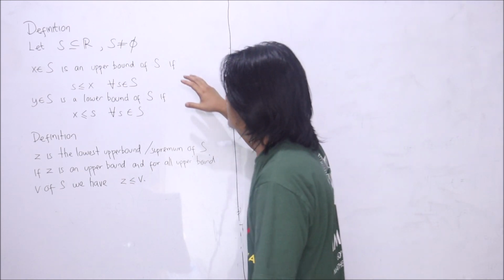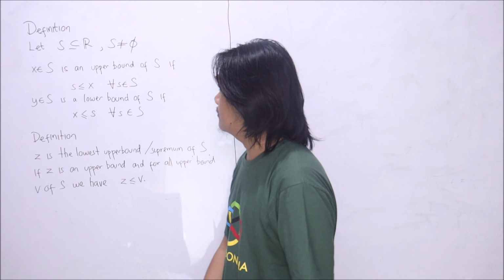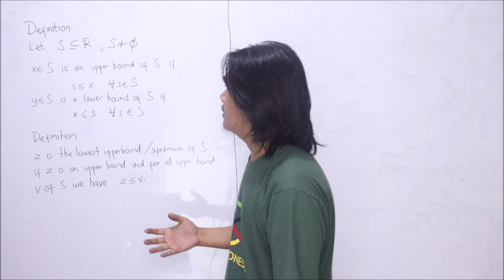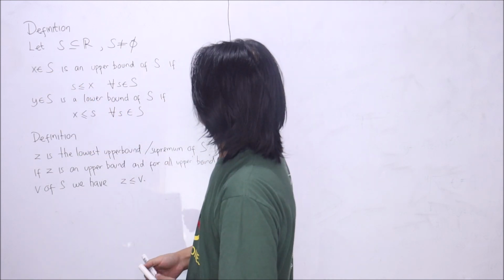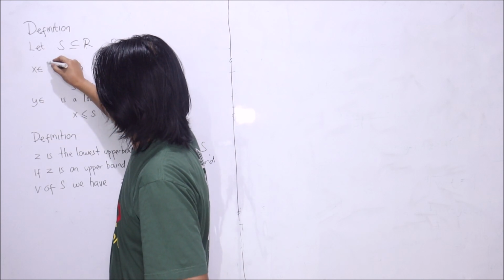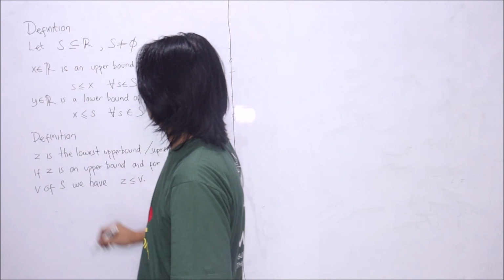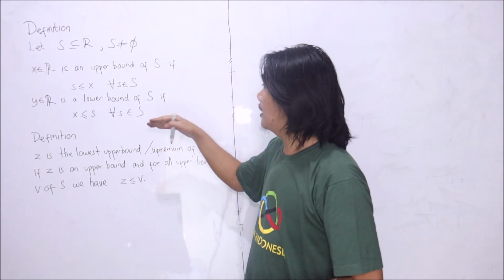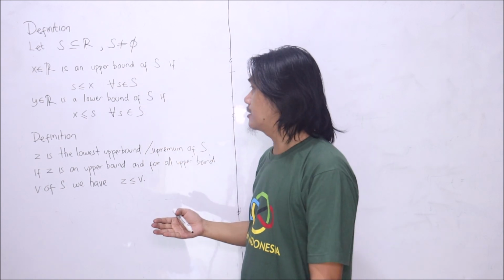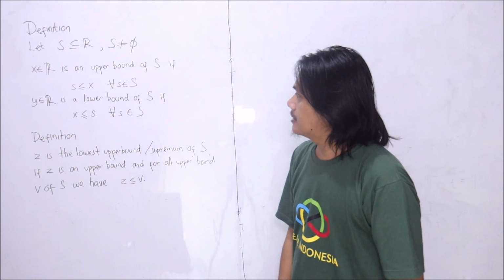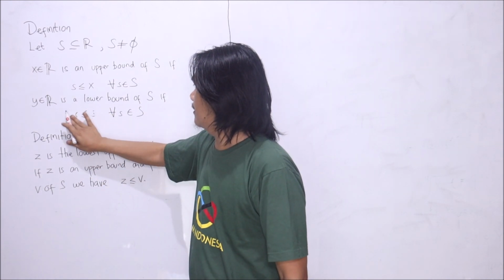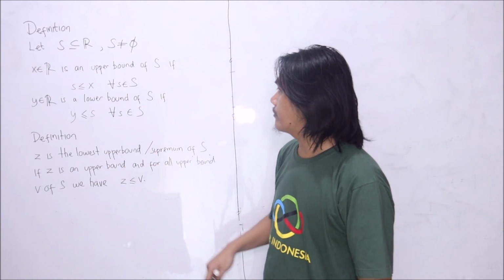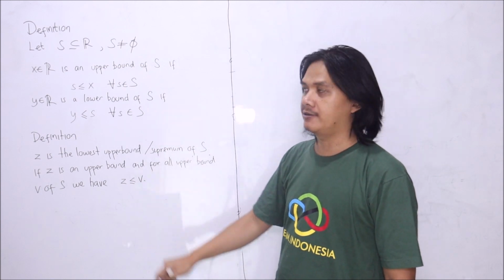So if we have a subset S of real numbers which is non-empty, we call an element in R an upper bound of S if this element is greater or equal to every other element of S. And similarly, a lower bound of S, so y is a lower bound of S if y is smaller or equal to every element in S. So the definition makes sense.